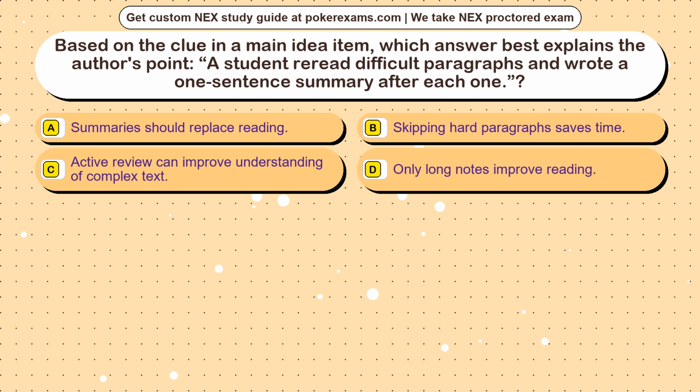Question 17. Based on the clue in a main idea item, which answer best explains the author's point? A student reread difficult paragraphs and wrote a one-sentence summary after each one. Option A, summaries should replace reading. Option B, skipping hard paragraphs saves time. Option C, active review can improve understanding of complex text. Option D, only long notes improve reading.